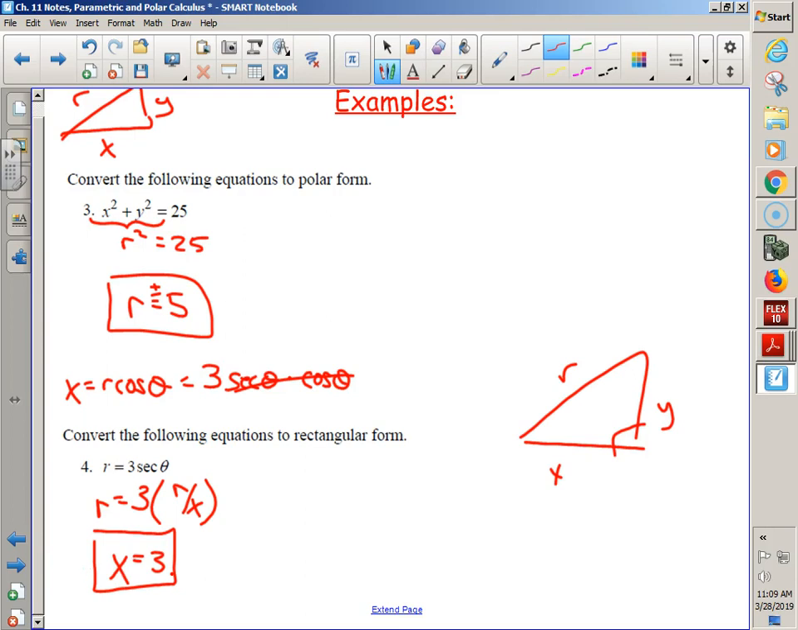This one was unique in that if you did plug into x equals r cosine. But the problem is if we're getting like an x and y equation, it won't all cancel out. Okay.